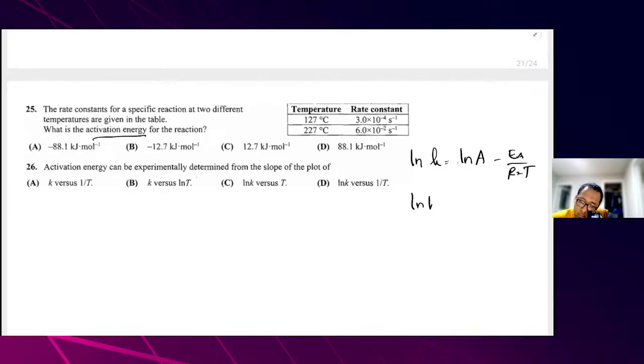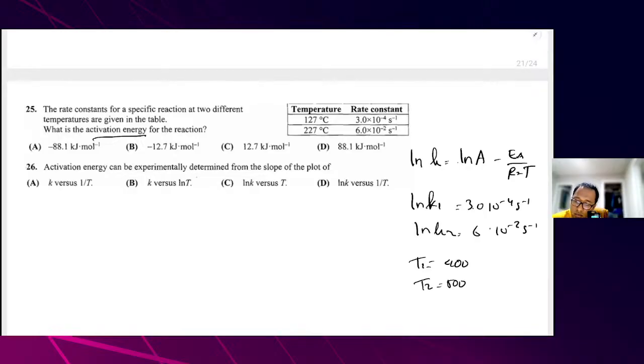So we know ln k1 is 3.0×10^-4 per second, and then we have ln k2, which is 6.0×10^-2 per second, and then we have the temperature. We will use Kelvin. So T1 will be 400 and T2 will be 500.